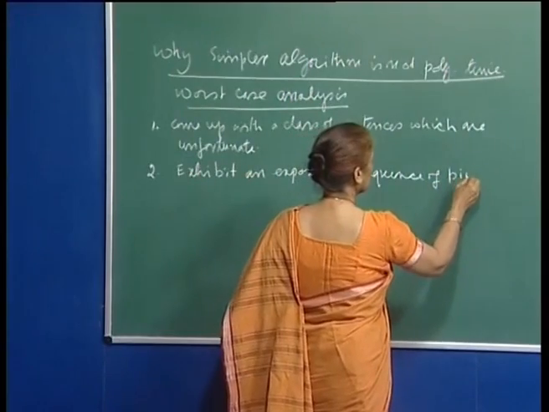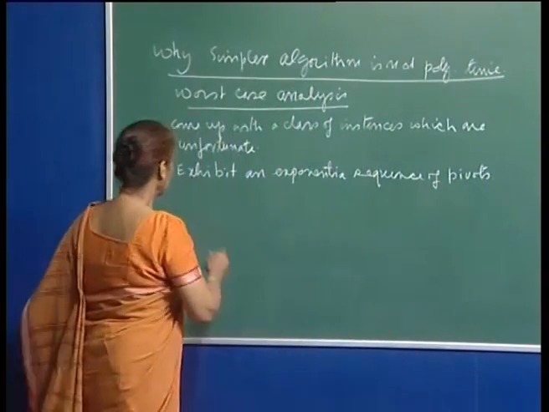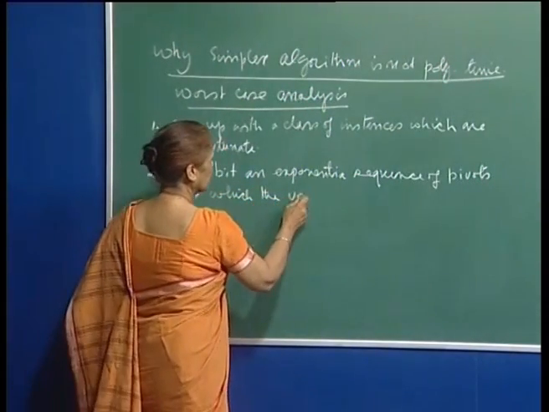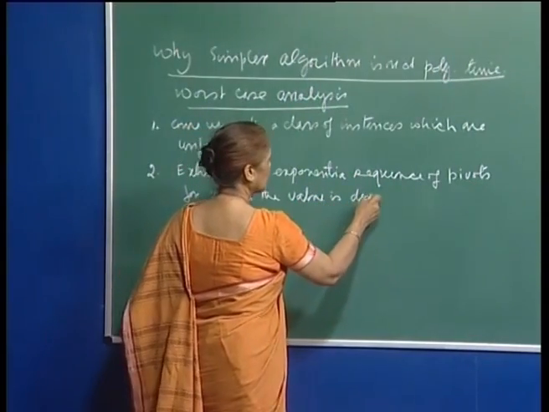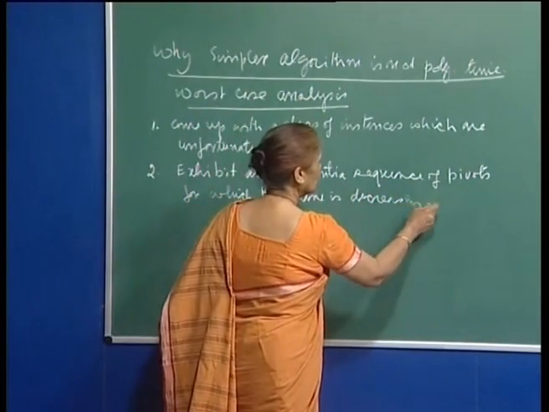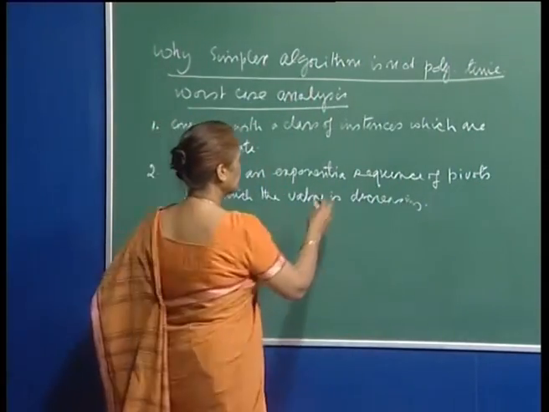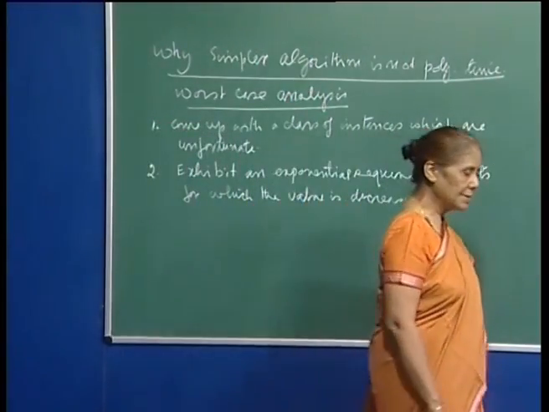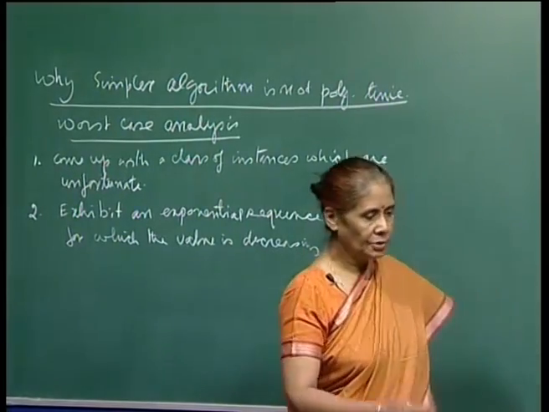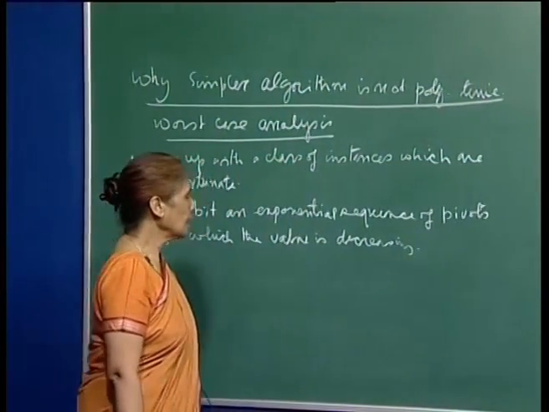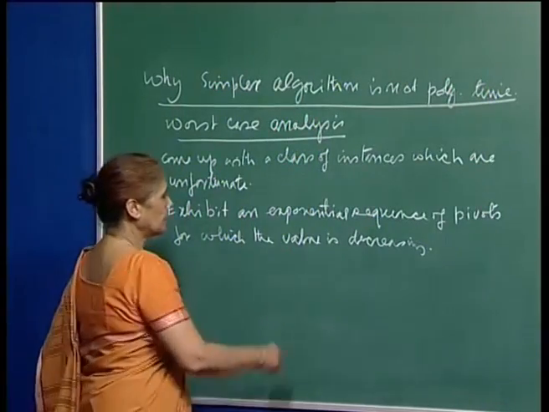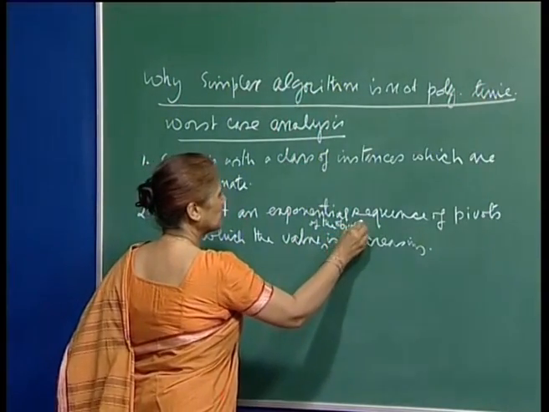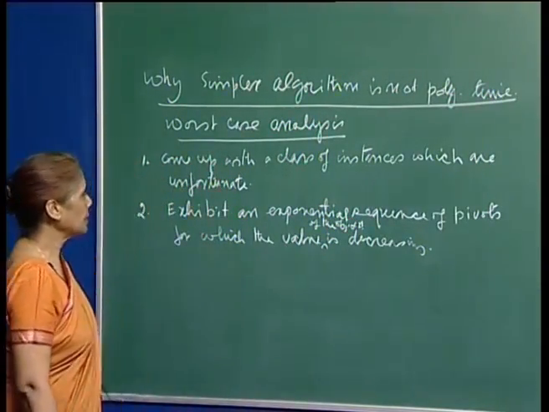An exponential sequence of pivots for which the value is decreasing constantly, so the algorithm will not stop early. In the minimization case the value keeps decreasing, and in the maximization case it will be a long sequence of pivots for which the value of the objective function keeps increasing.